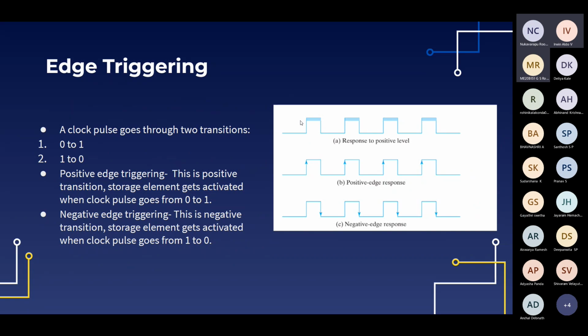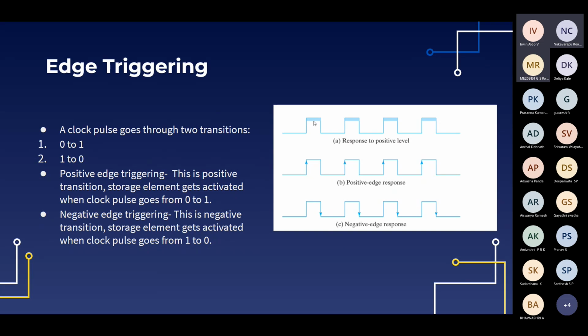In this case, the circuit will be active whenever the value of the clock is 1, and it will not accept any inputs at the values where the clock is 0. So another two important types of triggering are positive edge response and negative edge response.